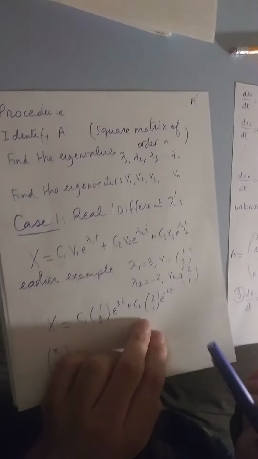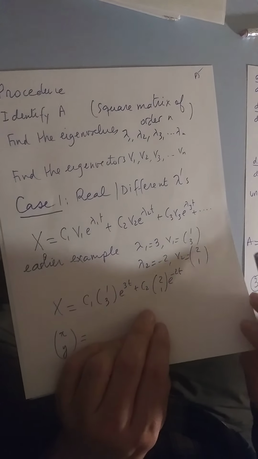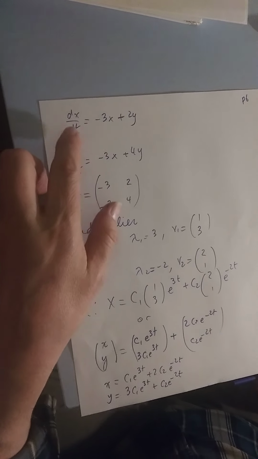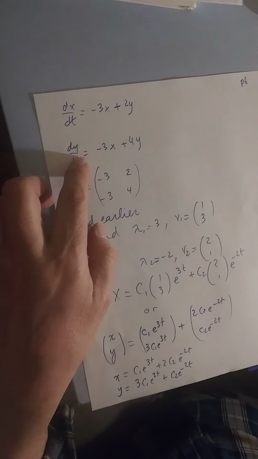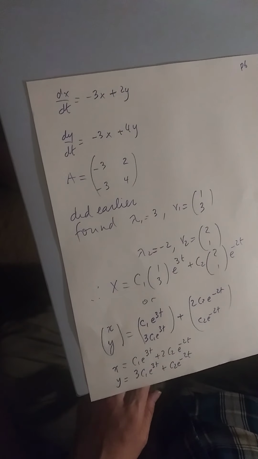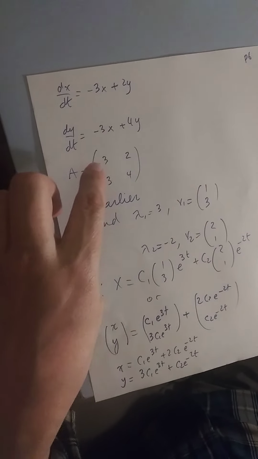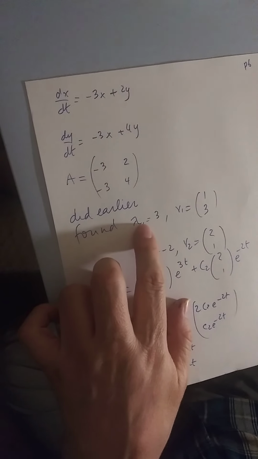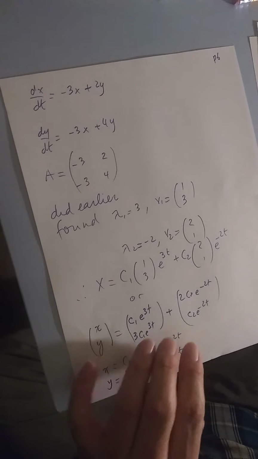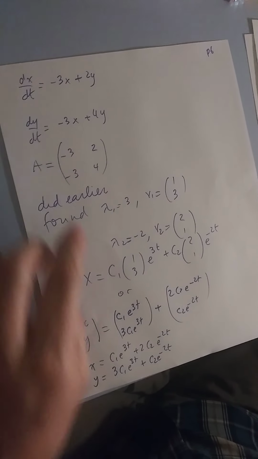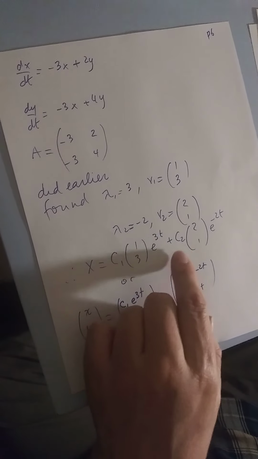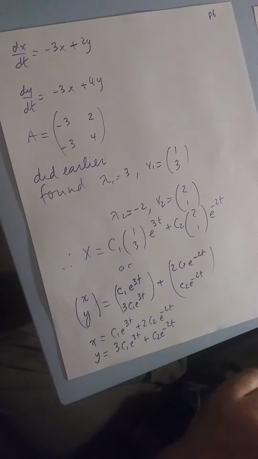I'm going to show you an example which leads to these eigenvalues and eigenvectors. Here's the example. Suppose we're solving this system of equations. dx/dt equals minus 3x plus 2y. dy/dt equals minus 3x plus 4y. First, take the coefficients matrix, identify it. Minus 3, 2, minus 3, 4. We did this earlier, and we found the eigenvalues to be lambda 1 equals 3 and V1, lambda 2 equals minus 2 and V2. So therefore, the general solution of this system would be capital X equals C1 times (1, 3) times e to the 3t plus C2 times (2, 1) times e to the minus 2t.